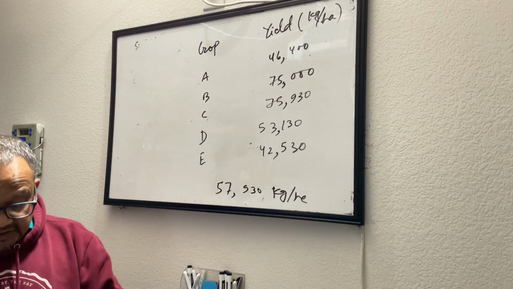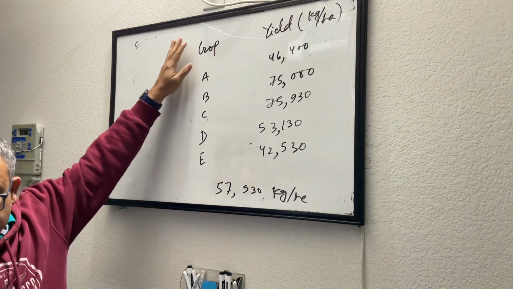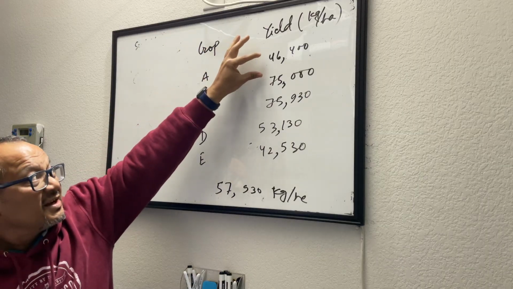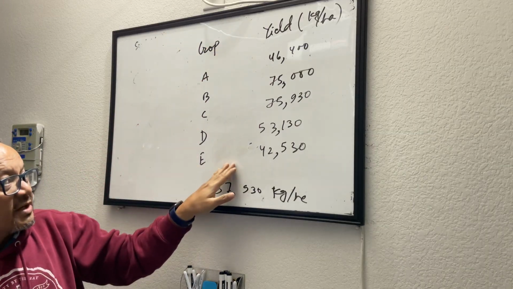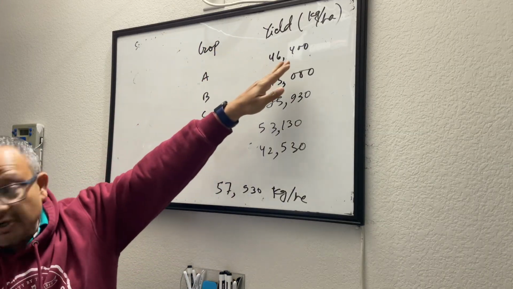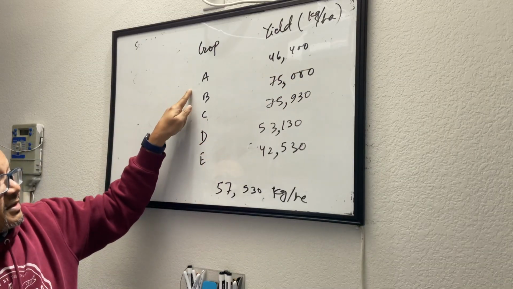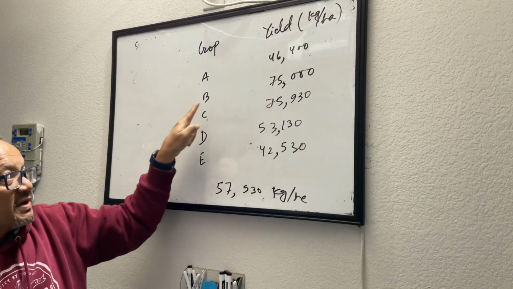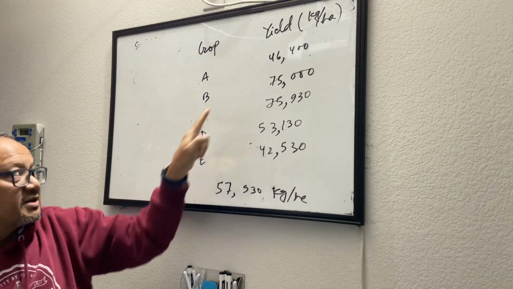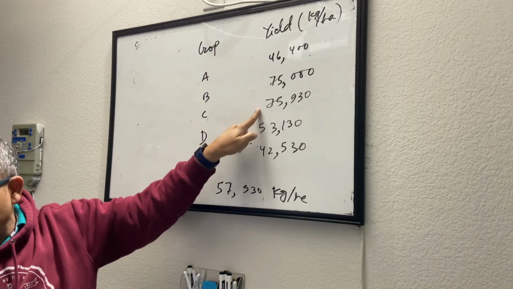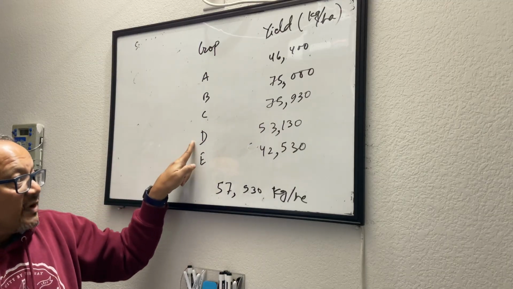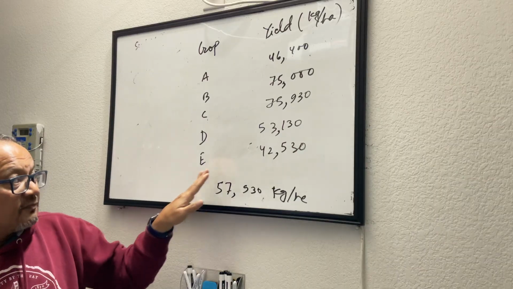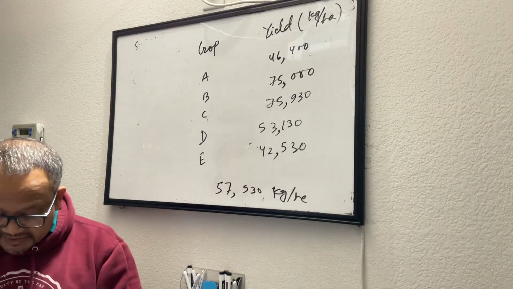So this is a table given to us, and a farmer has recorded the yield for different varieties of onion crop in terms of kilogram per hectare. Variety A 46,400 kilograms per hectare. Variety B 75,000 kilograms per hectare. Variety C 75,930 kilograms per hectare. Variety D 53,130 kilograms per hectare. Variety E 42,530 kilograms per hectare.